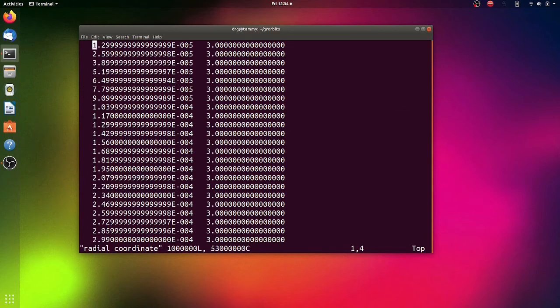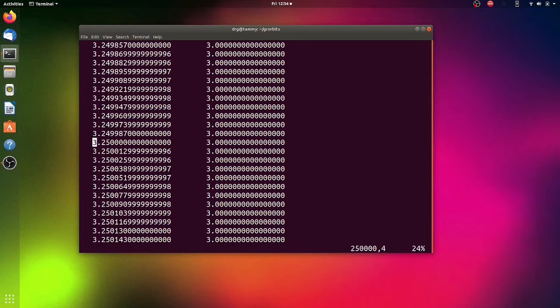As you can see, early on at least, the radial coordinate is 3 and doesn't appear to be changing at all. I have 1,000,000 lines in this file because I did 1,000,000 steps, so let me jump forward 250,000 steps. At 250,000 steps, the radial coordinate is still 3 to all intents and appearances.